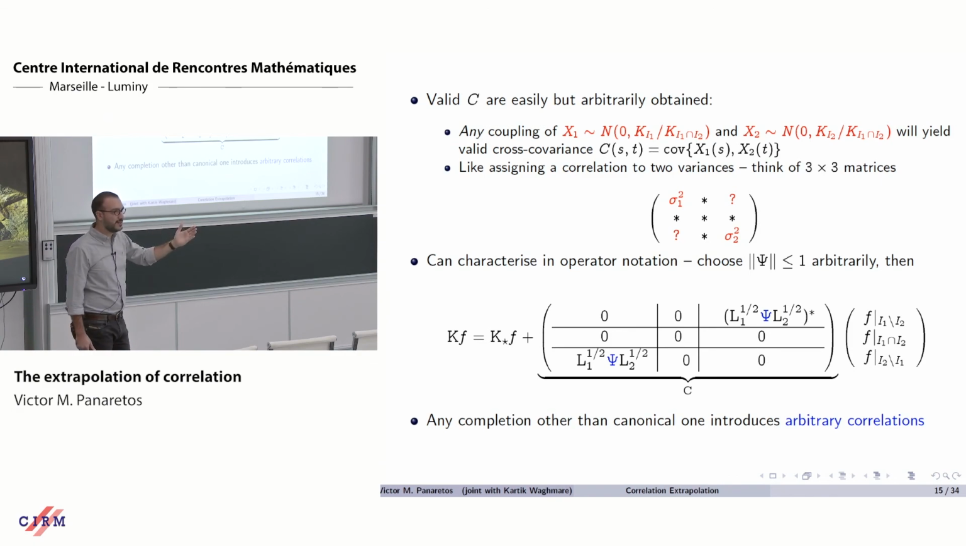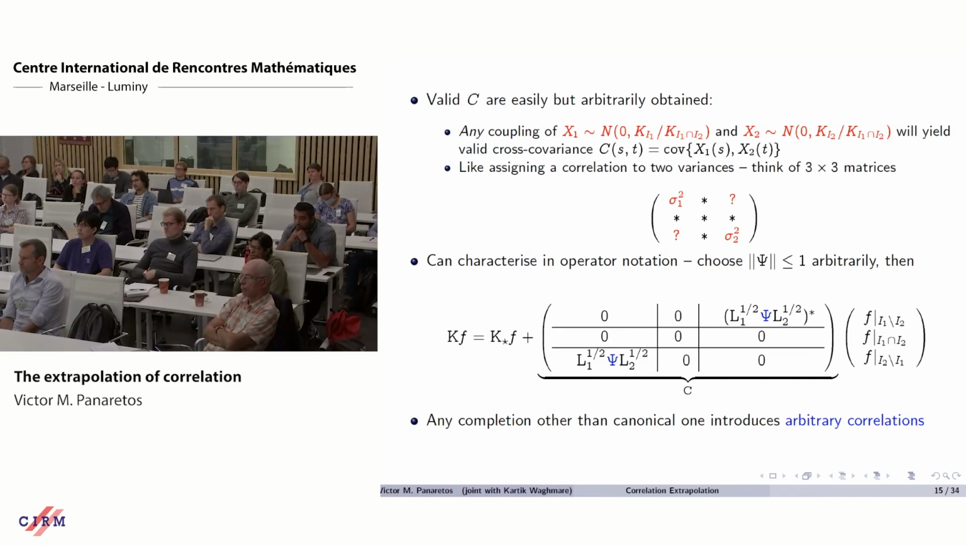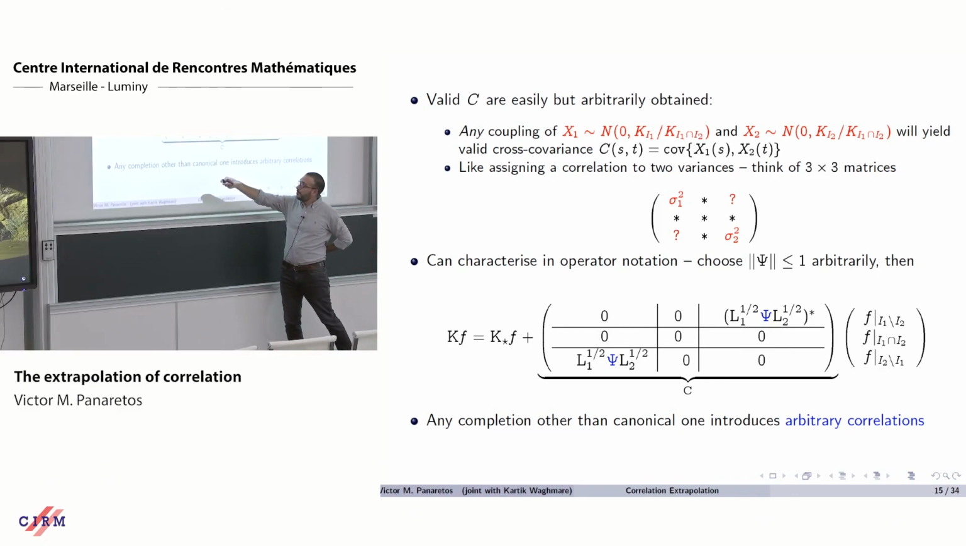I'm going pretty fast, but if you think about it intuitively, all I've said in the previous slide, if you think about it in a 3x3 covariance matrix case, is that I'm giving you one variance and another variance, and I'm asking you what are the valid covariances that you can put off the diagonal. The answer is, it's just a question of picking a correlation and standard deviations, and that's what you get to do. In operator notation, you could say that the covariance operator associated with any completion will be that associated with a canonical completion.